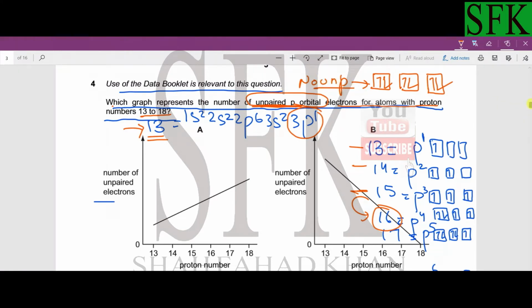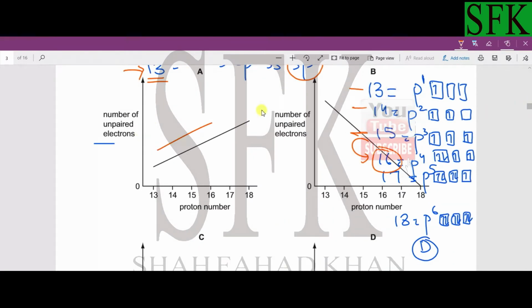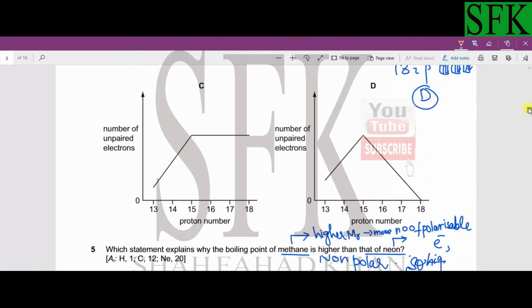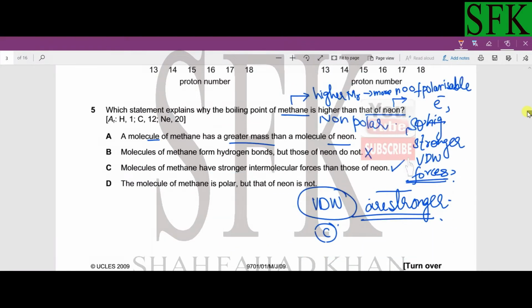Now let's see which option matches this answer. All right, so the first one, it's increasing, so this cannot be the answer. This one is decreasing only, so it cannot be the answer. We need to search for an answer option in which there is both an increase and a decrease. There is an increase here, but then a constant, steady line, no. Only D is our answer. There is an increase till 15, and then there is a decrease to 0. Now moving on to the next question.